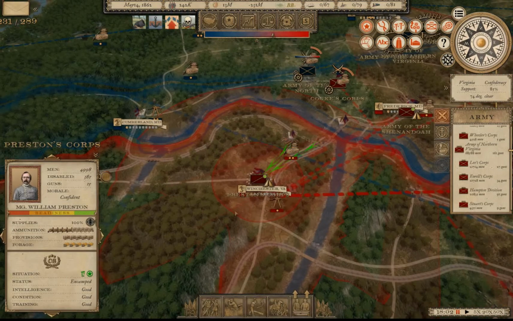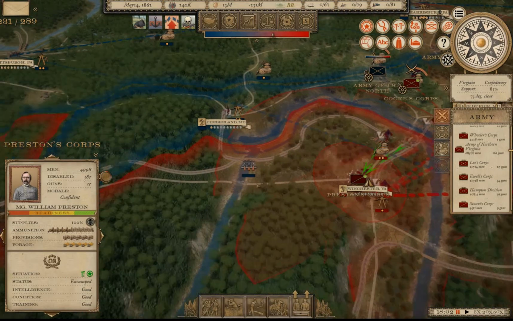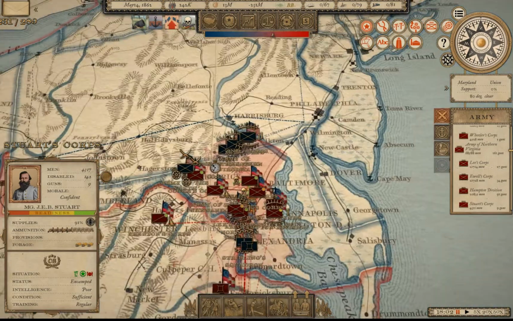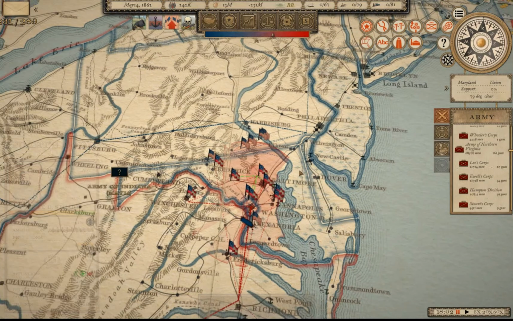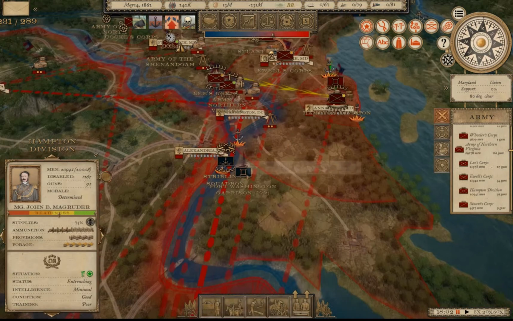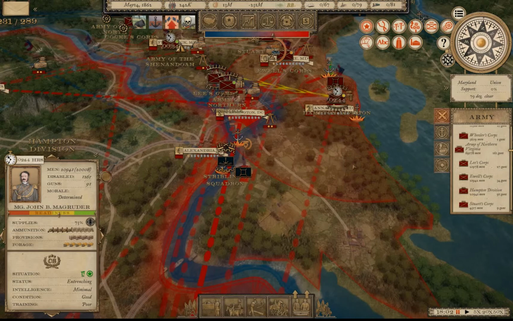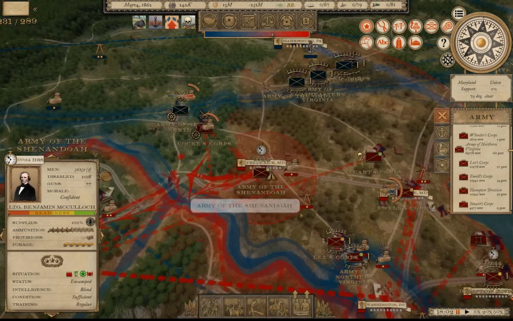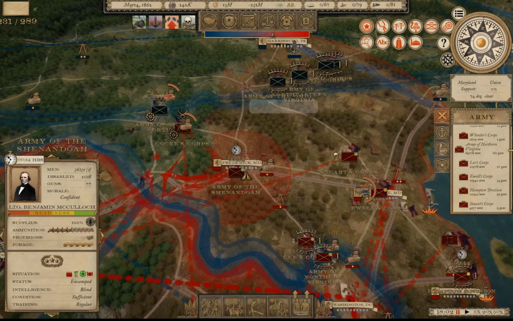Preston's Corps retreated way back to Winchester. Right, so Annapolis is now in Confederate hands. That did not push Maryland into the Confederate side. I think we'll have to take Cumberland. I wonder if we should try to take Fort Washington. So Magruder is commanded to take Fort Washington. I do see a situation developing here.